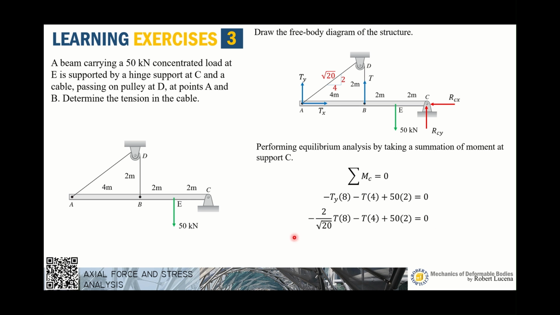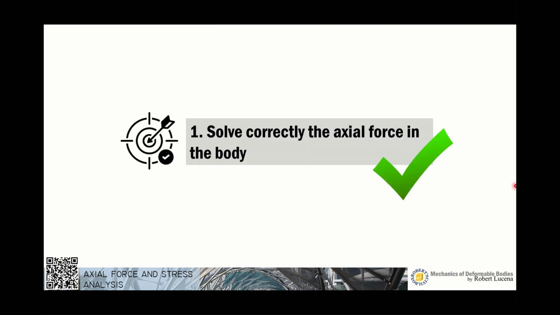Now this equation has only one unknown, that is T. This is a linear equation. You can solve for T equal to 22.49 kilonewton. So we have a positive value, meaning to say that the direction of our T, or the assumption of direction of T, is correct. So there we have our first objective. We can now solve correctly the axial force in the body. Now this objective will allow us to attain the second objective, which is to determine the stress.